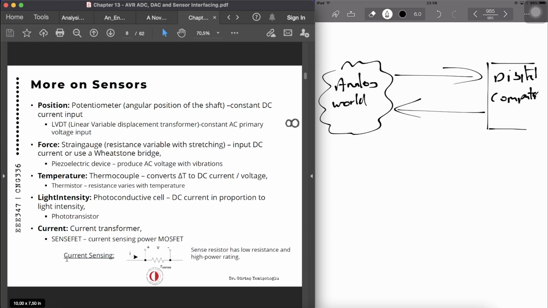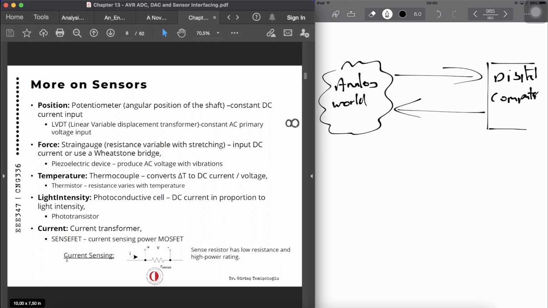For temperature, we can have a thermocouple, which converts the change in temperature into a current, or maybe a voltage. And a thermistor is an example of a device whose resistance varies with the temperature. For light intensity, there are photoconductive cells and phototransistors, for example, with DC current in proportion to the light intensity. And there are the current transformer or SenseFET, current sensing power MOSFETs. So they are all types of sensors that we generally use in digital electronics.